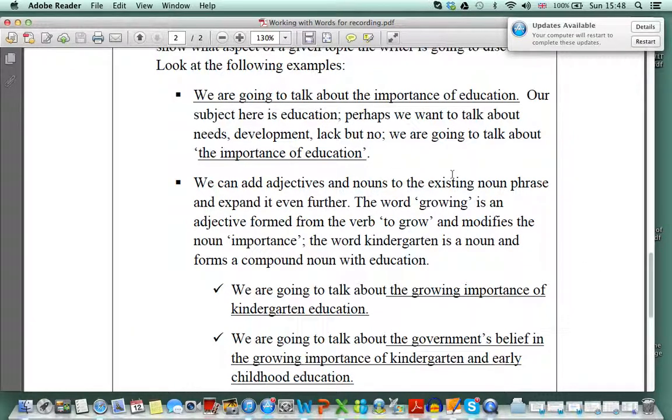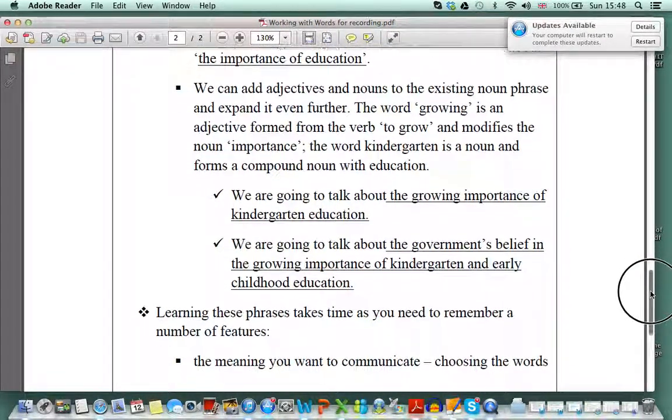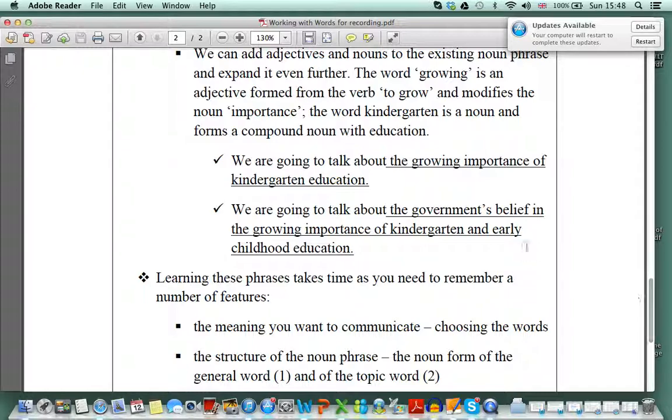We can then add adjectives and nouns to the existing noun phrase and expand it even further. So let's add the word growing. This is an adjective, an ing form adjective from the verb to grow, and modifies the noun importance. The word kindergarten is a noun and forms a compound noun with education. So here we have an extended phrase.